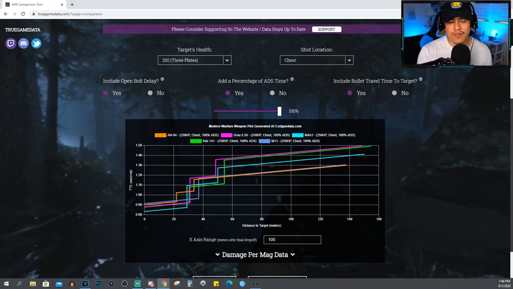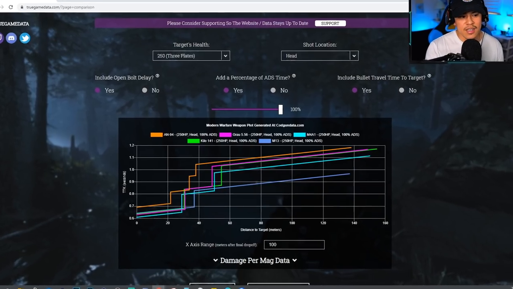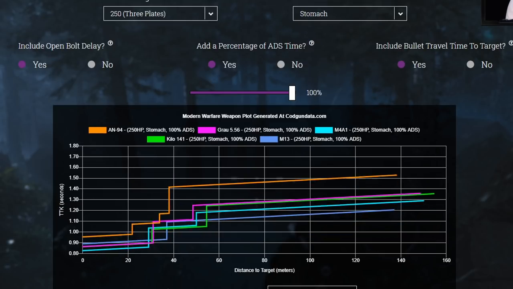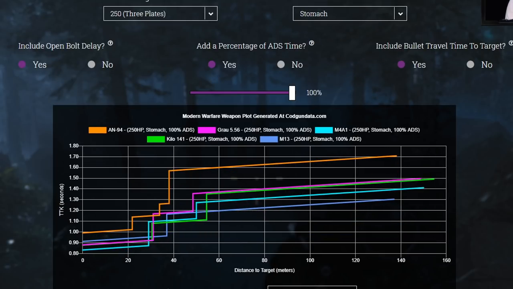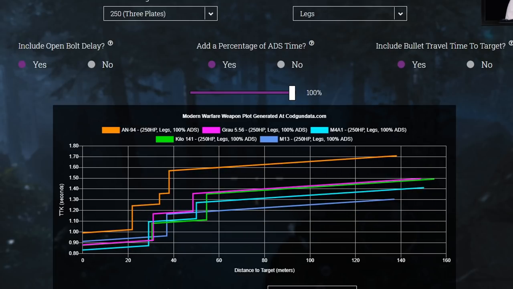Now, this is what's very interesting about the AN-94 and why I do not believe that it is going to fit in with the current meta in the game. So let's just change this here to the head. So as you can see, it's terrible. It's pretty much dead last place in every single damage range category. So let's go ahead and change this again to the stomach. Again, same exact thing. AN-94, terrible results as far as time to kill goes for the stomach. And for the legs, same story applies here.